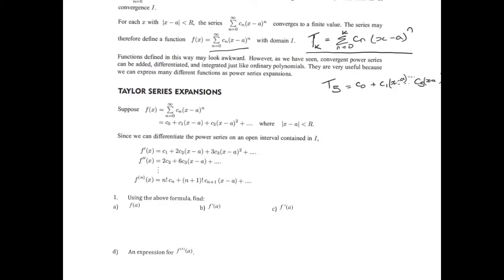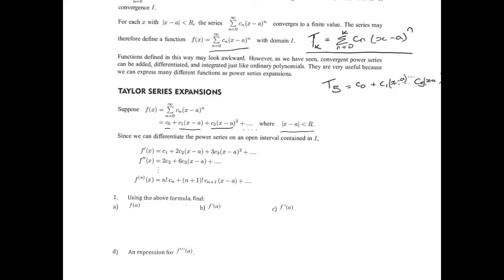Suppose f(x) is the sum from n equals 0 to infinity of Cn (x minus a) to the n. Then expanding that out, you get C0 times (x minus a) to the 0, which is 1, plus C1 times (x minus a) to the 1, plus C2 times (x minus a) to the 2, all the way to infinity, or just keep going, where |x minus a| is less than the radius of convergence.